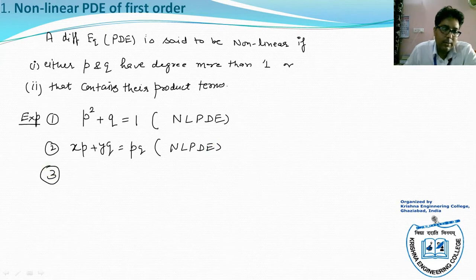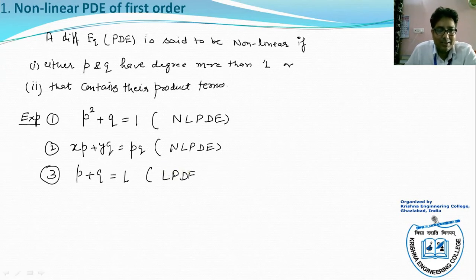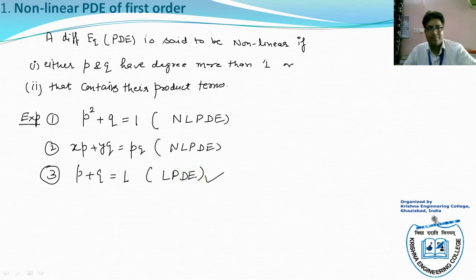Example third, suppose p plus q is equal to 1. Is this linear or not? Yes, it is linear because it contains terms of p and q whose power is 1 and does not contain product terms. This is a linear partial differential equation. Clear?